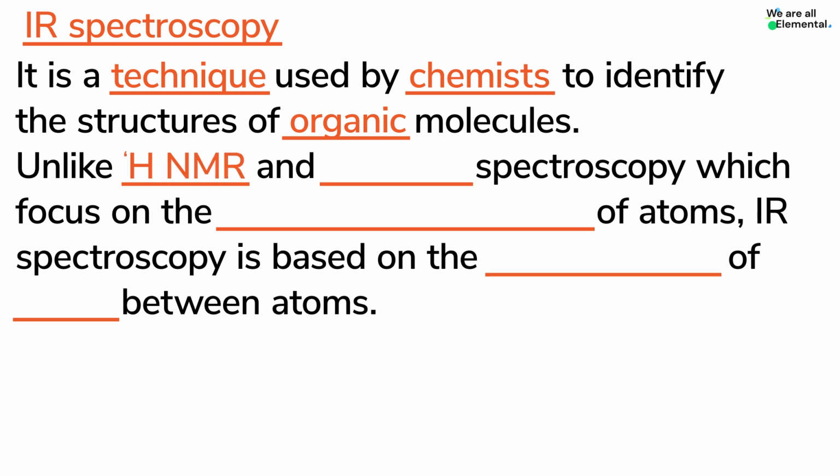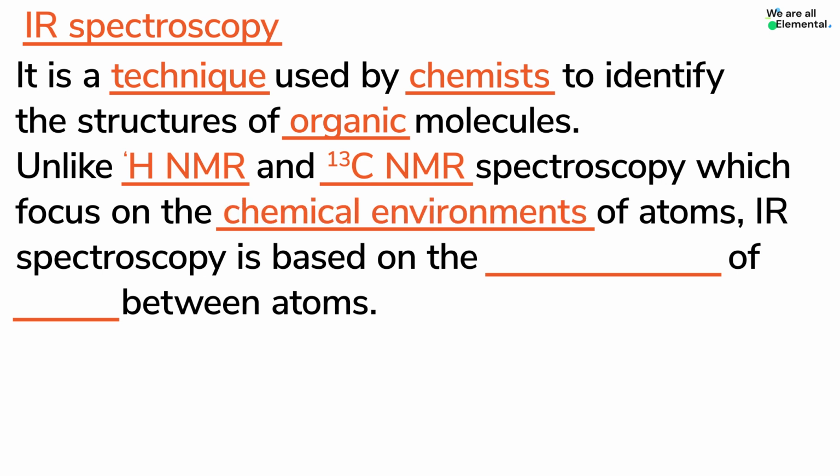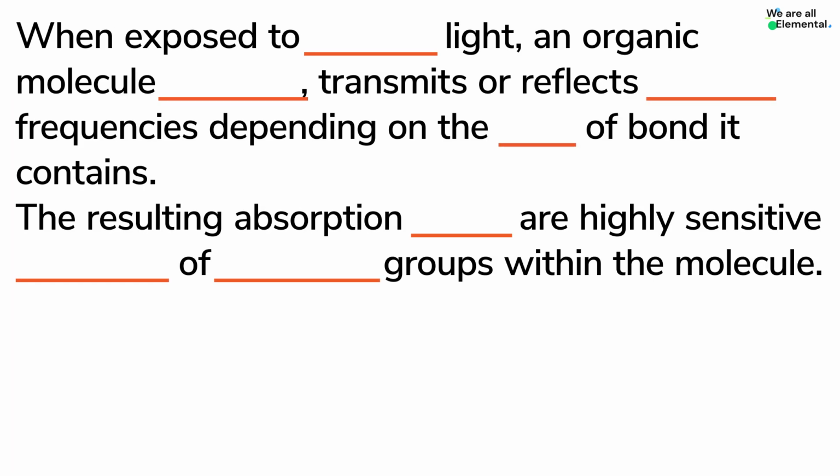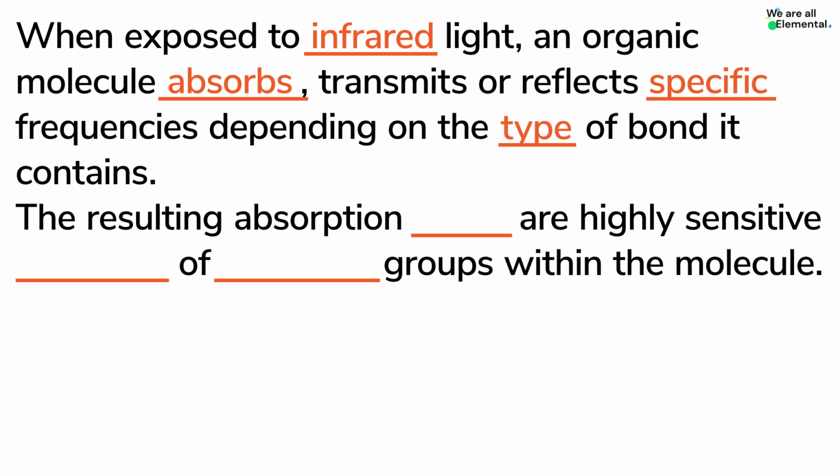Unlike proton NMR and carbon-13 NMR spectroscopy, which focus on the chemical environments of atoms, IR spectroscopy is based on the characteristics of bonds between atoms. So when exposed to infrared light, an organic molecule absorbs, transmits, or reflects specific frequencies depending on the type of bond it contains. The resulting absorption peaks are highly sensitive indicators of functional groups within the molecule.